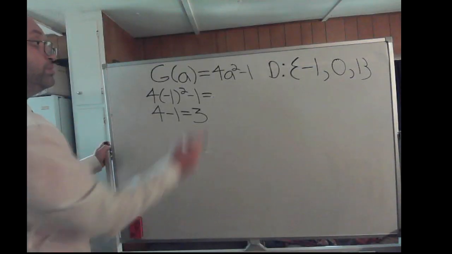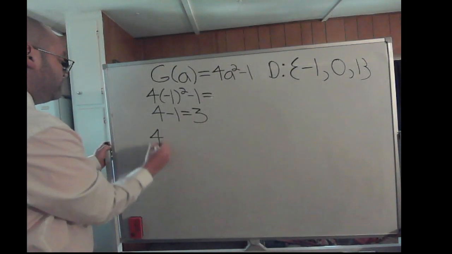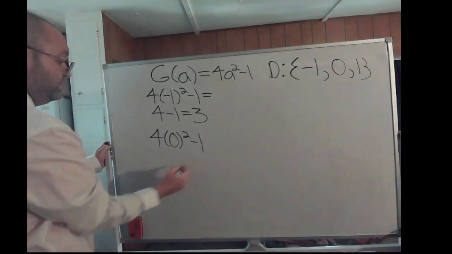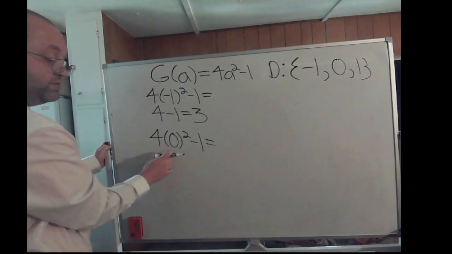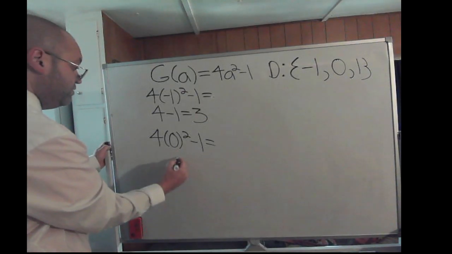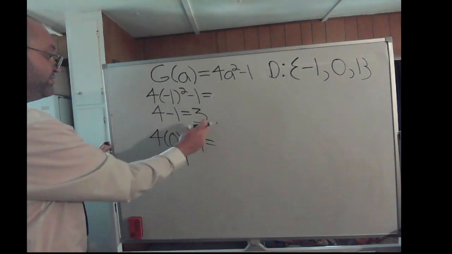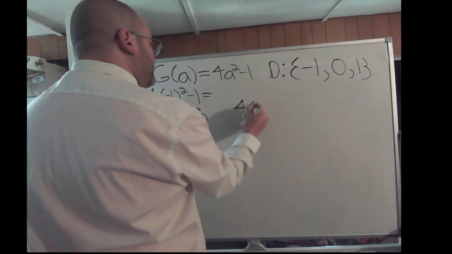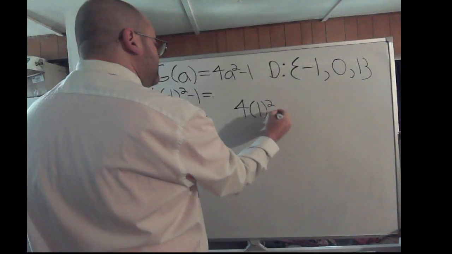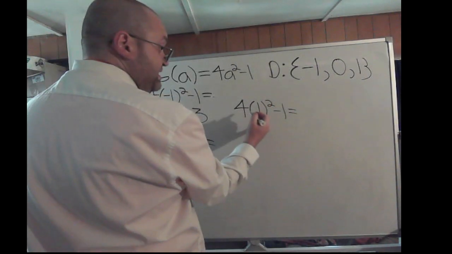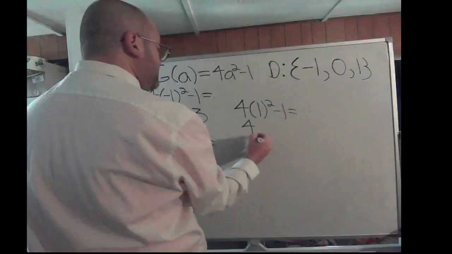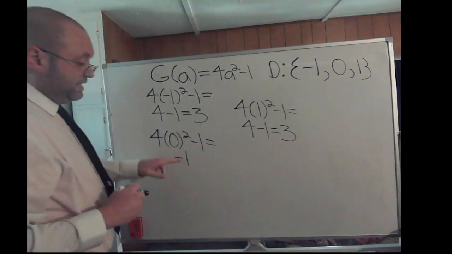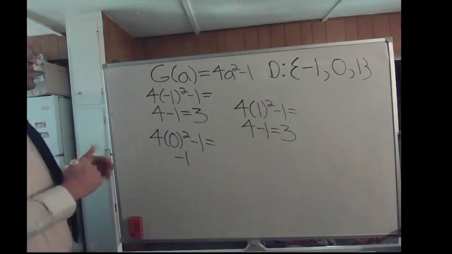Now, put in 0 from your domain. You'll have 4 times 0 to the second minus 1, which is equal to, well, 0 to the second is 0, 4 times 0 is 0. You just get -1. So you have 3 and -1 so far. Now you'll put in that 1 value for your A. So 4 times 1 to the second minus 1. Well, 1 to the second is 1, times 4 is 4, so that'd be 4 minus 1, which equals 3. So you have 3, -1, and 3 for your range.